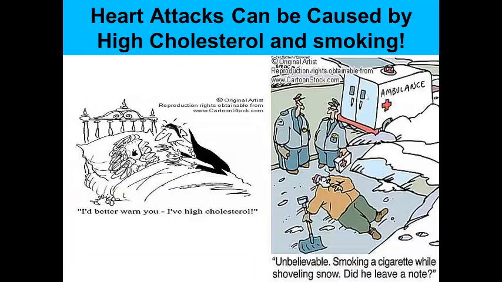Heart attacks can be caused by a number of things, including high cholesterol or a diet high in cholesterol, as well as smoking. So in the first caption, she's warning the vampire not to eat her blood because she has high cholesterol, so he could get atherosclerosis and possibly a heart attack. As well, the guy is smoking.